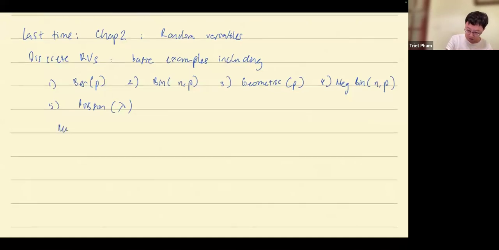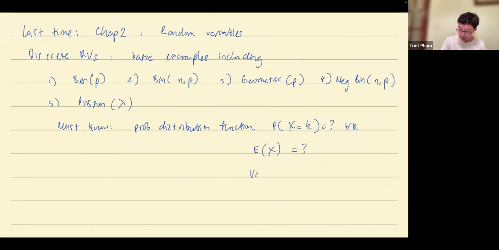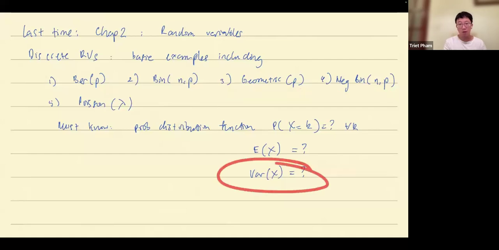So you must know their probability distribution function. Basically, you must know the probability that they take on some values, for whatever value that is non-zero. You must know their expectation to the extent that is reasonable. And actually, you should know the expectation of all of the random variables. The variance, probably, as I said, you may forget right now, for example the geometric and negative binomial. But as we move along, this will be standard as well. So you should also memorize this.